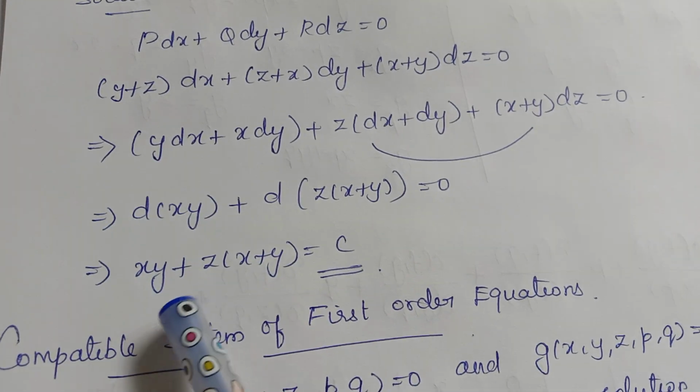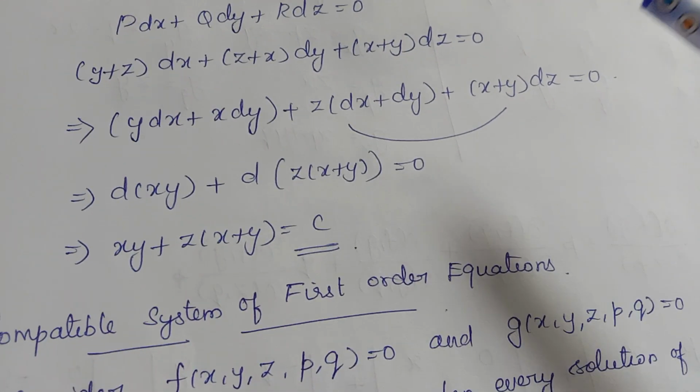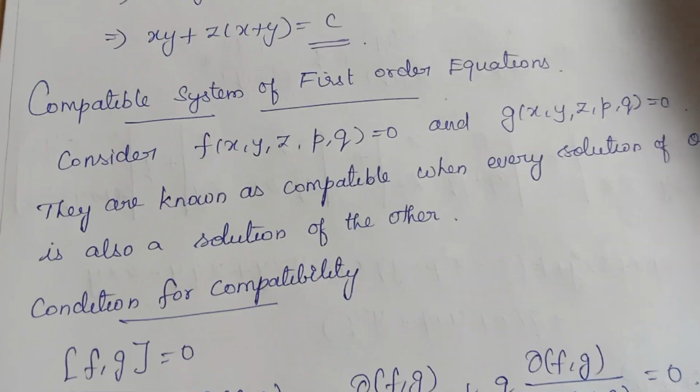So if you integrate xy plus z into x plus y equal to c, this is the orthogonal system. Okay, that's all. Then the next topic is compatible system of first order equation.